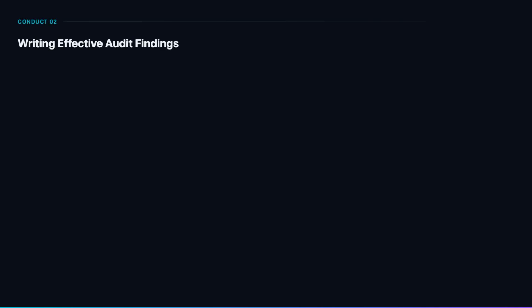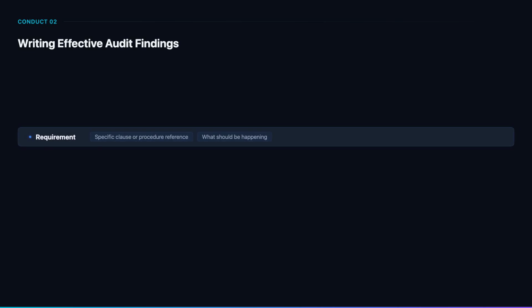A well-written finding is the bridge between audit evidence and corrective action. Here is the structure every finding should follow. Every finding must start with the specific requirement that is not being met. Reference the exact ISO 9001 clause, procedure number, or specification. For example, ISO 9001 Clause 8.5.2 requires identification and traceability. This establishes the objective basis for the finding.